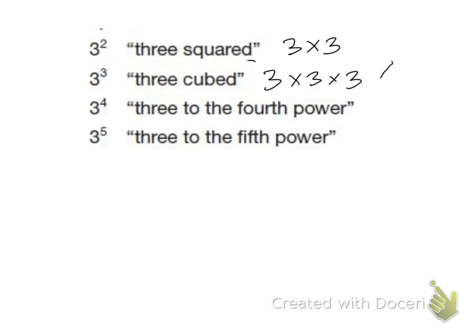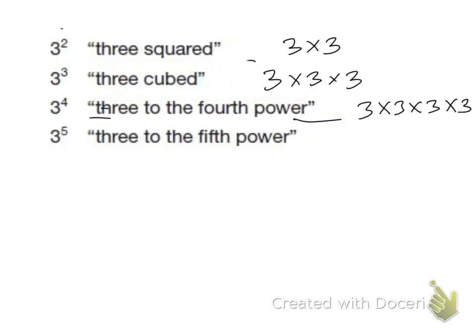So the next one is 3 to the 4th power. We call exponents powers. So 3 to the 4th power is 3 times 3 times 3 times 3, because the 4th power tells us we need to write it 4 times. 3 to the 5th power is the same as 3 times 3 times 3 times 3 times 3. So notice we have 1, 2, 3, 4, 5 of them because that's what the power tells us to do.